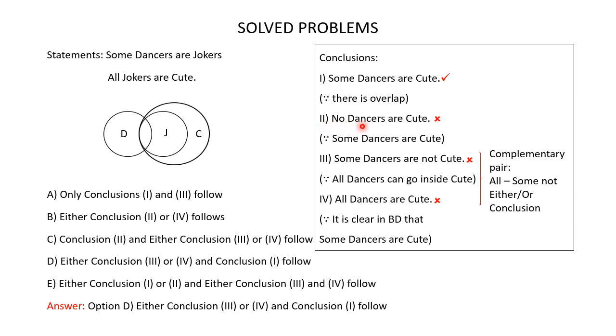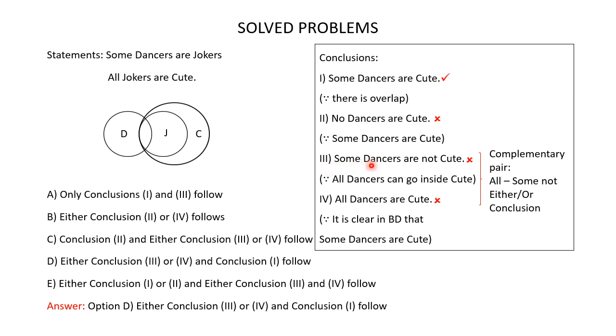Conclusion 2. No dancers are cute. So you have dancers here and cute here. Clearly you can see that there's a partial overlap between dancers and cute. This means this portion of dancers is inside cute. That is, some dancers are cute. Now if some dancers are cute, you cannot say no dancers are cute. So conclusion 2, which says no dancers are cute, is wrong. Conclusion 2 does not follow.